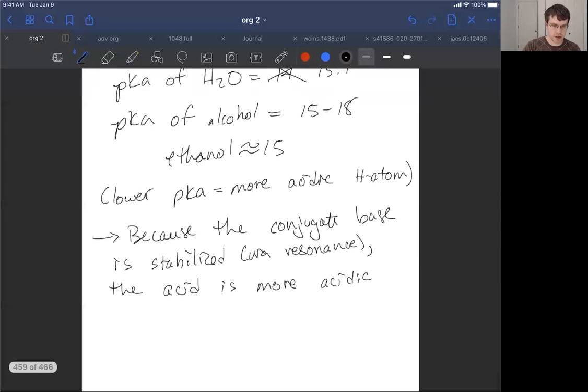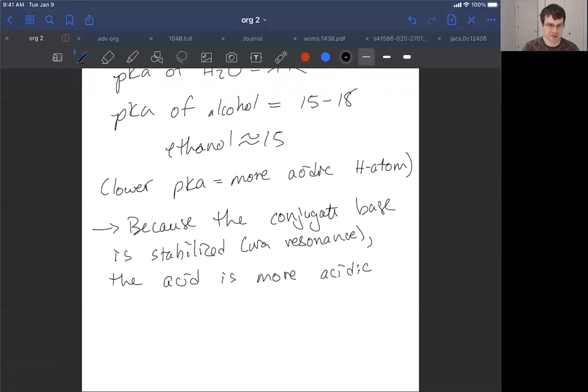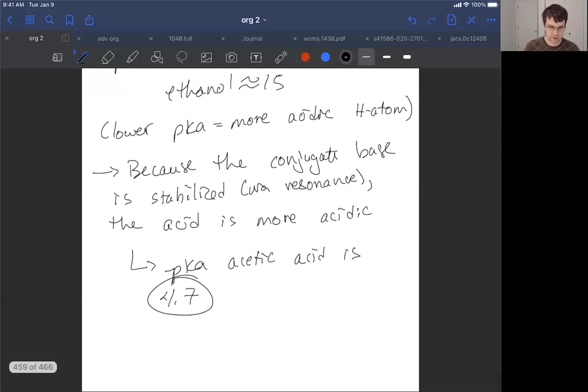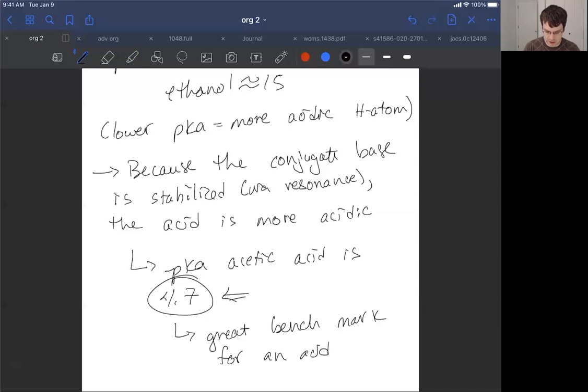Okay, so I presented you some numbers, and then I presented you some facts. So in general, the pKa of acetic acid is 4.7. That's a really good benchmark. It's a great benchmark for an acid. And acetic acid is this structure: our carboxylic acid core with just a CH3 group attached to it. So you can see that's a really good starting place for us to think about the pKa of carboxylic acids.